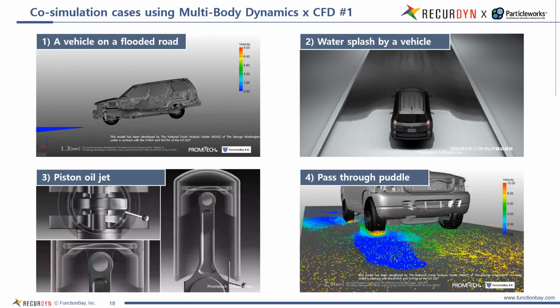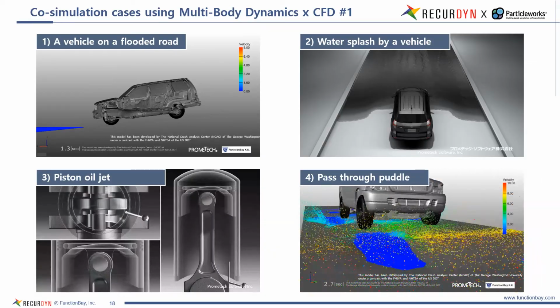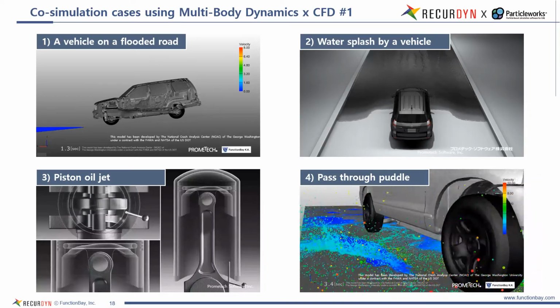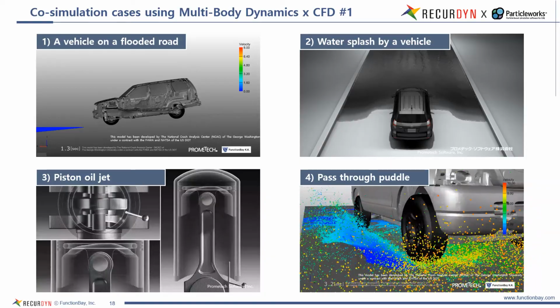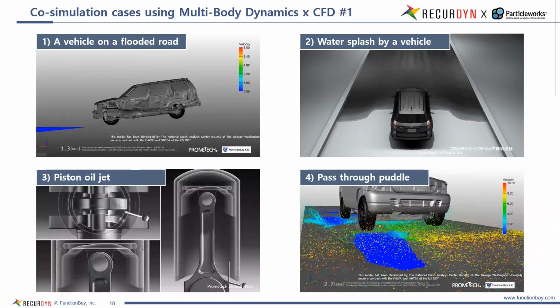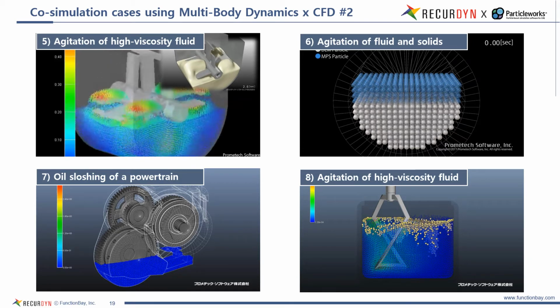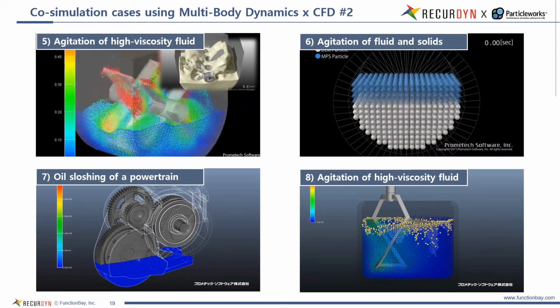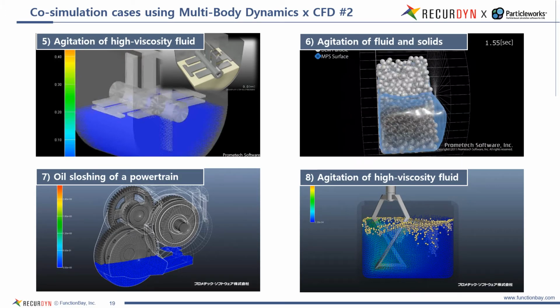The fourth one shows the simulation of water splash on the bottom of the vehicle when a vehicle passes through a puddle. Recently, a lot of electric vehicles are being developed. The battery of an electric vehicle is usually located at the underpart of the vehicle, and it is possible to predict whether water flows into the battery or not. The fifth one is an analysis model in which a high viscosity fluid is agitated by a mechanical system. The sixth is an agitation model of fluid and solid particles.